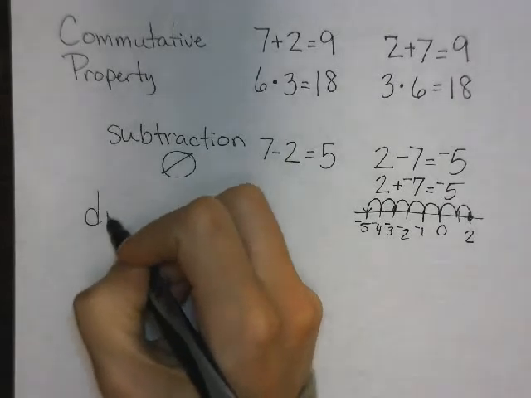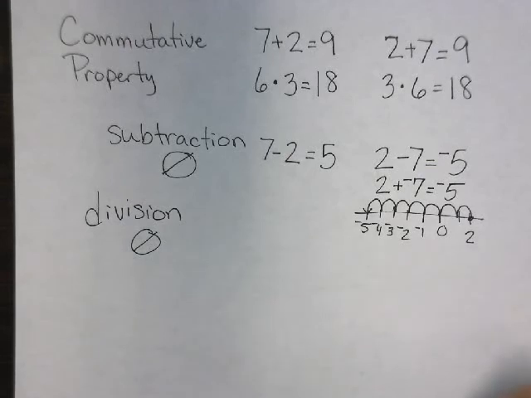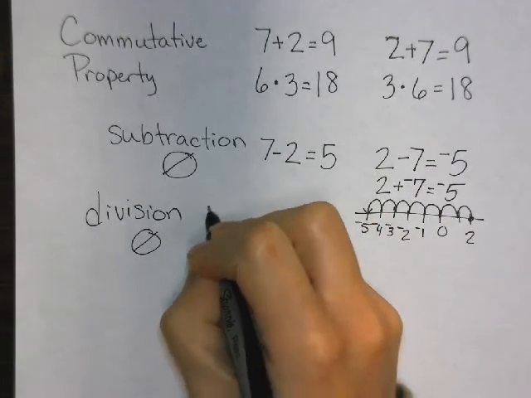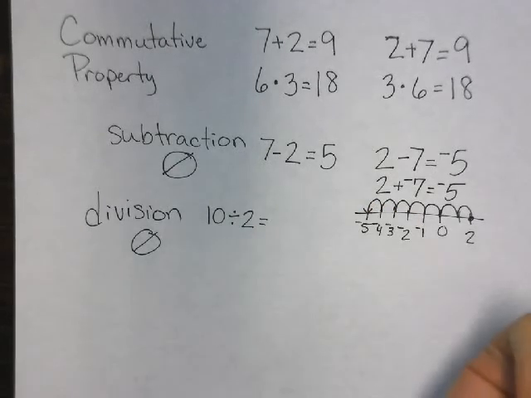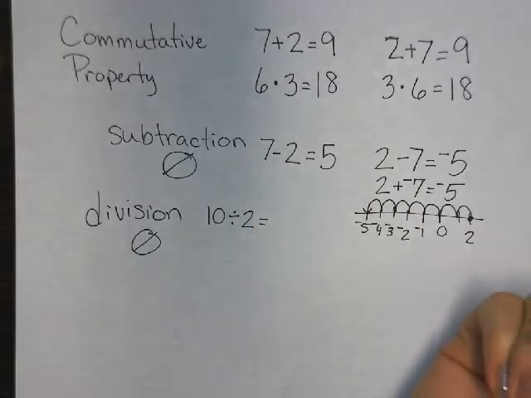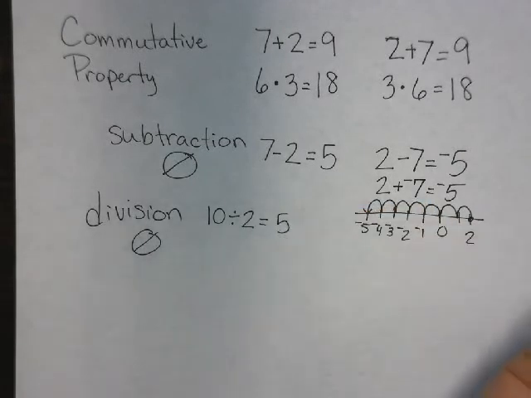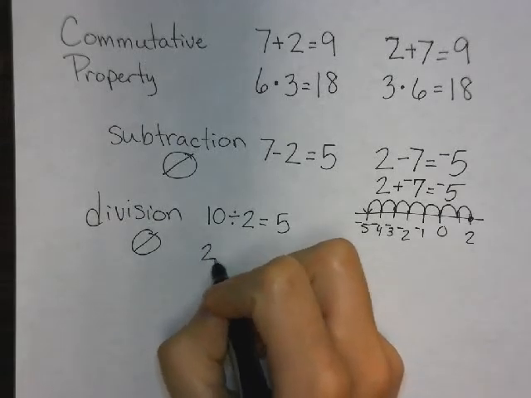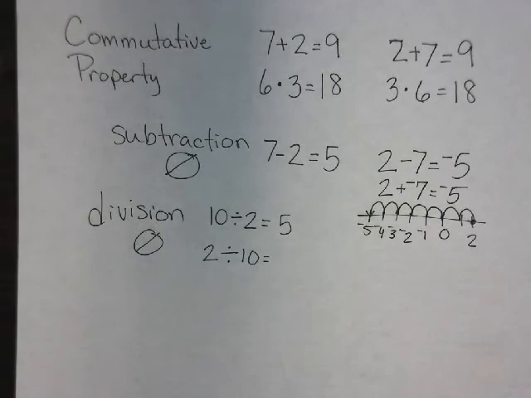This also does not work with division. For instance, if I took 10 divided by 2, my quotient would be 5. But what if I switched the orders of the numbers and did 2 divided by 10? I am obviously not going to get 5.